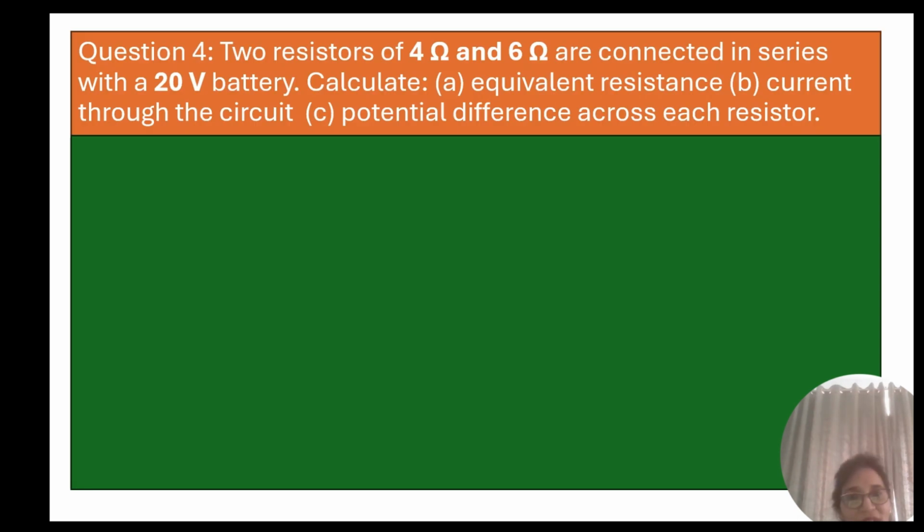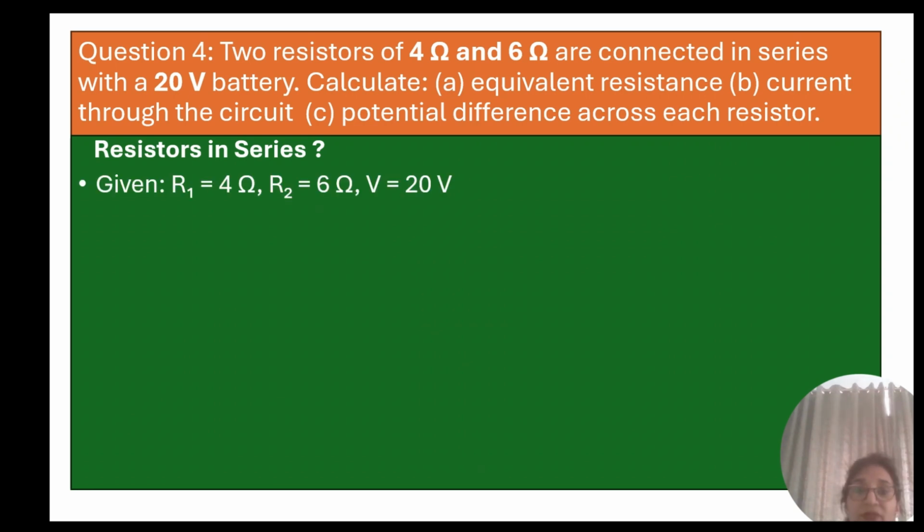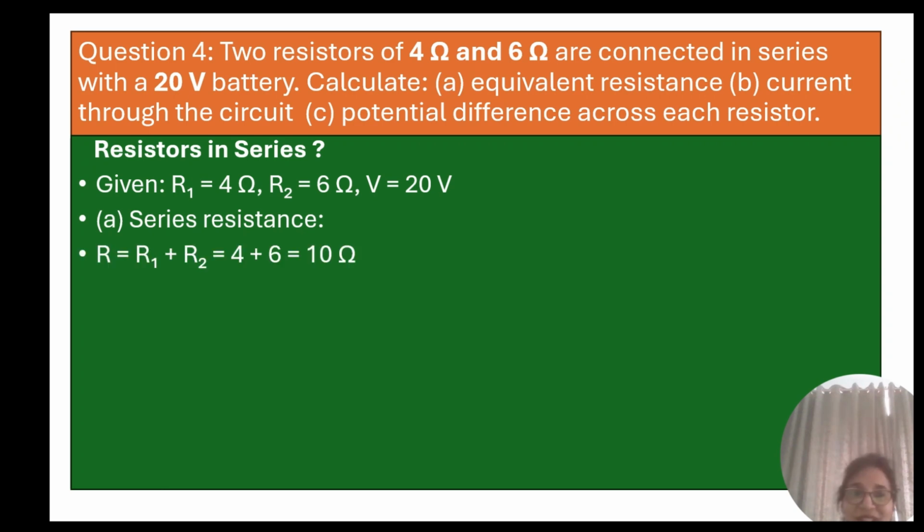Question number 4. Two resistors of 4 ohm and 6 ohm are connected in series with a 20 volt battery. Here you need to find the equivalent resistance. You need to find the current through the circuit and the potential difference across each resistor. Now, the formula which you need to remember for the resistance in series is that all the resistors are added. First thing, write what is given.